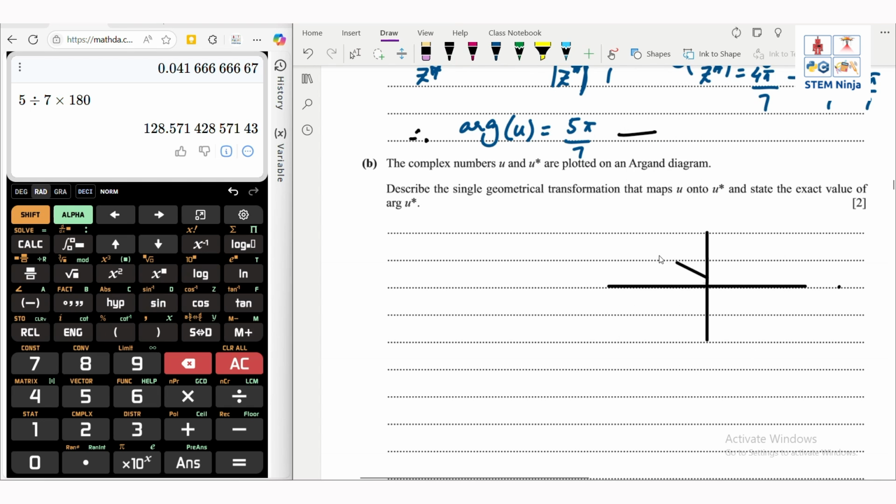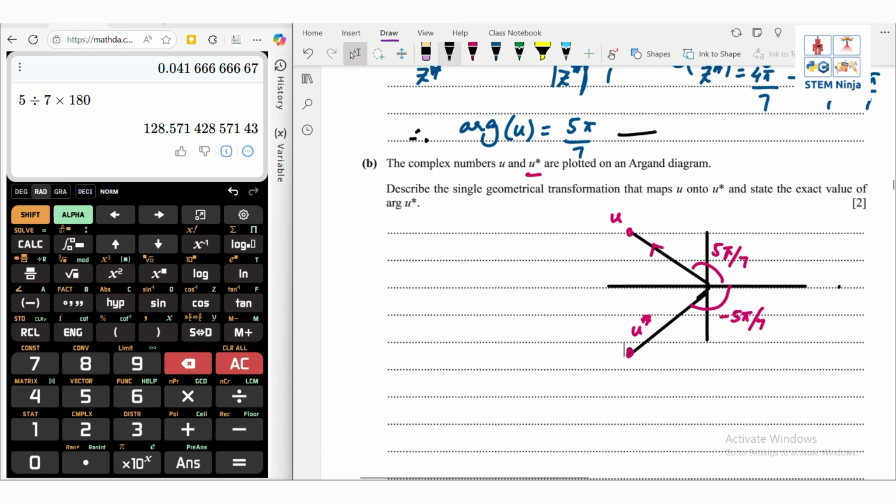So u is somewhere over here with the angle, whatever this is, 5 pi over 7. This is our u. For u conjugate, we will have minus 5 pi by 7. So that will be the opposite in the third quadrant over here. So this would be the minus 5 pi by 7. And this would be the u conjugate.